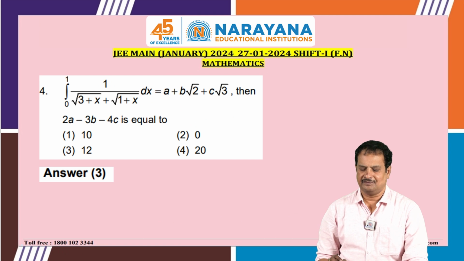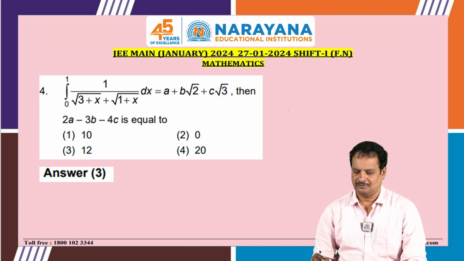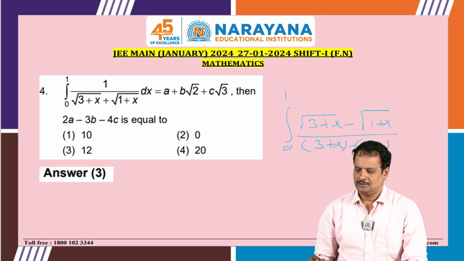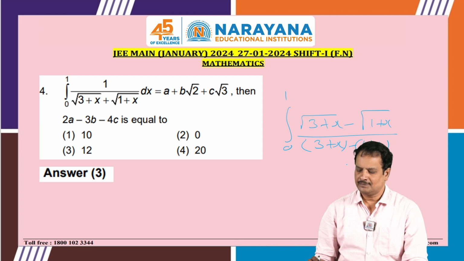In this case, it's a very simple problem from the definite integral. So you can just rationalize this one. Then what will you get? Root over 3 plus x, minus root over 1 plus x, denominator (3 plus x) minus (1 plus x). This is from 0 to 1. Now you can clearly see that in the denominator we are just having 2 there, and in the numerator root over 3 plus x, and that is something like x power n.